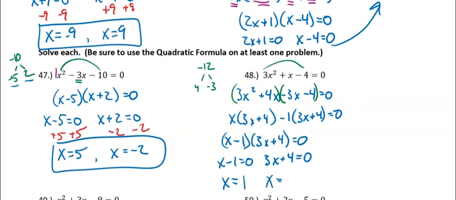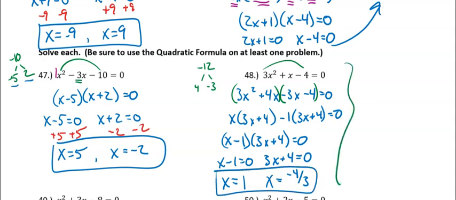This guy, when I solve, ends up equaling a negative 4/3. That's it. And for this one, let me just show you real quickly for those of you who like the quadratic formula. If you do the quadratic formula on this one, x equals the opposite of b plus or minus the square root of b squared minus 4ac all over 2a.